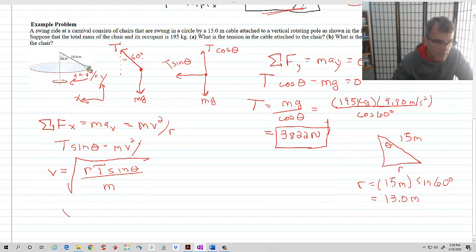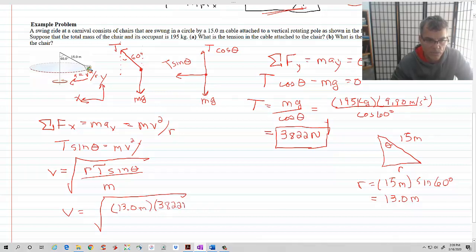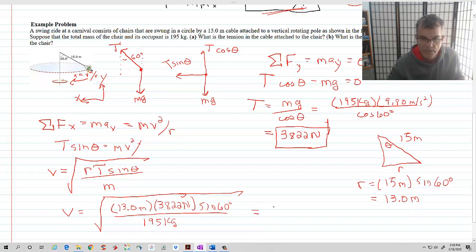So when I go back and put all of my values in here, v is the square root of 13 meters. The tension we found was 3822 newtons times the sine of 60 degrees. All this divided by the mass, which was 195 kilograms. What you're going to get for the speed is 14.9 meters per second.